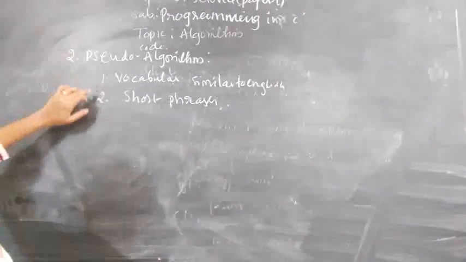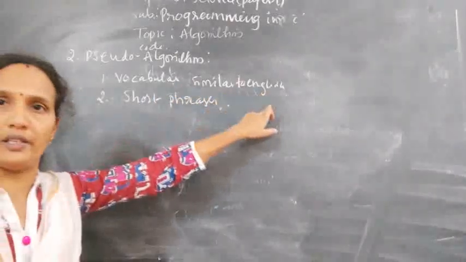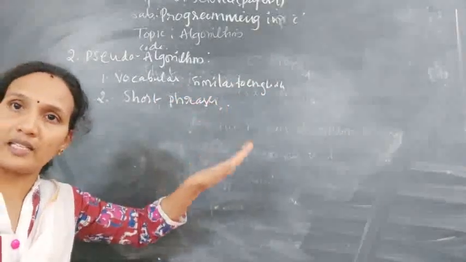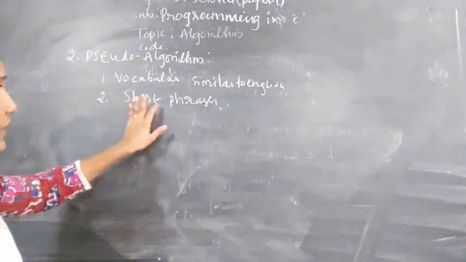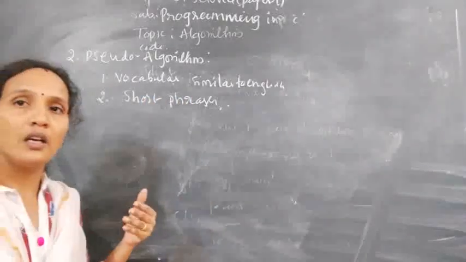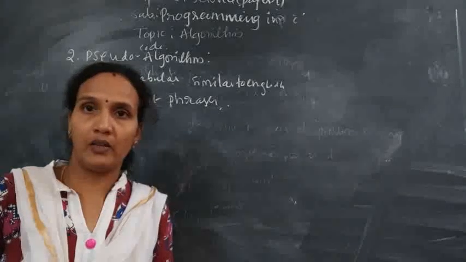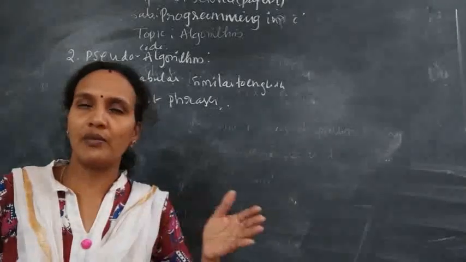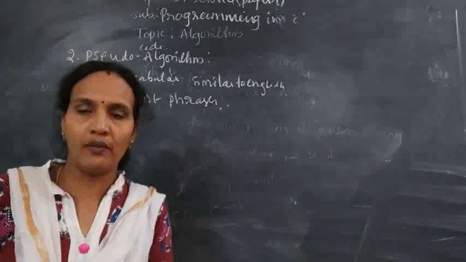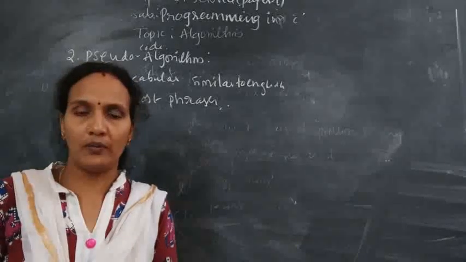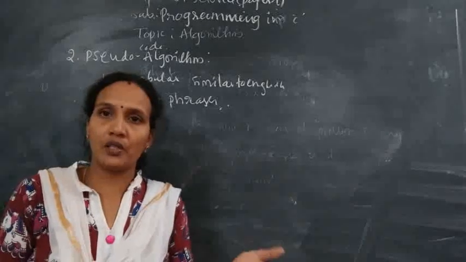See, you can write down these 2 points. Vocabulary which is similar to English. It is similar to English but not exactly. And next, here we use short phrases like output, input, initialize, declare. Only a few, some 15 to 20 words only, we use here to write an algorithm. But in case of step form, whatever words you want to use, you can use.